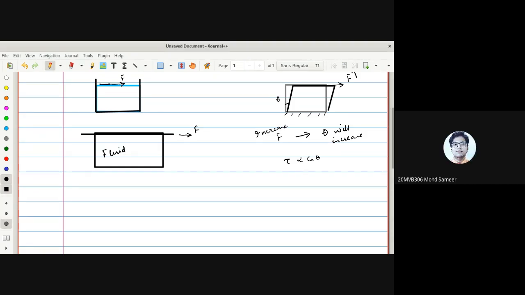So the fluid will also come into motion. Fluid will flow, sir. Yes, so fluid will flow.